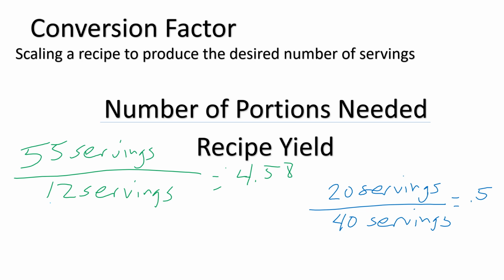So you can tell by the conversion factor whether you're increasing the number of servings you're going to make from the original or decreasing the number of servings. If it's less than 1, that means you're decreasing from the original recipe. If it's greater than 1, you're increasing from the original recipe. Okay.